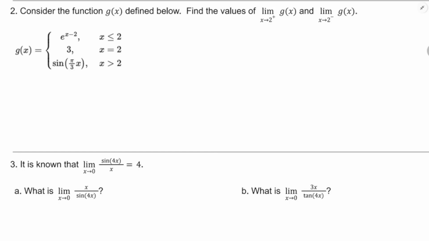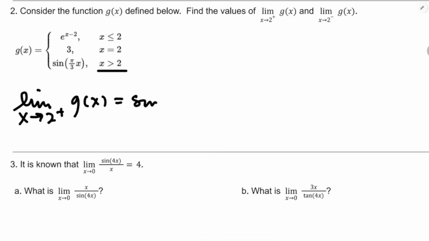All right, the limit as x approaches 2 from the positive side of g of x. It's going to be this one, where x is greater than 2. So this is going to equal, I'm going to plug in 2, sine of 2 pi over 3.